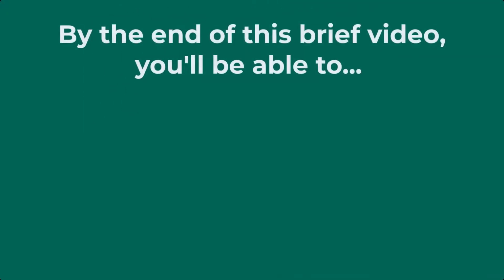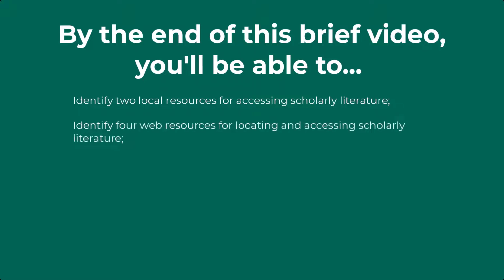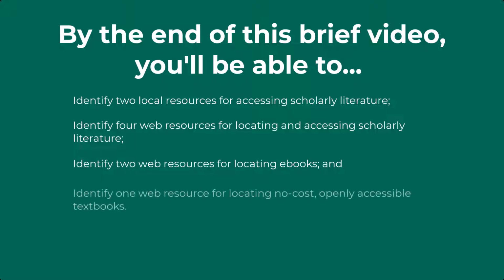Let's get started. In this video, we'll be discussing how to find and efficiently search for academic sources for your research projects. By the time you complete this video, you'll be able to identify 2 local resources for accessing scholarly literature, identify 4 web resources for locating and accessing scholarly literature, identify 2 web resources for locating eBooks, and identify 1 web resource for locating no-cost, openly accessible textbooks.